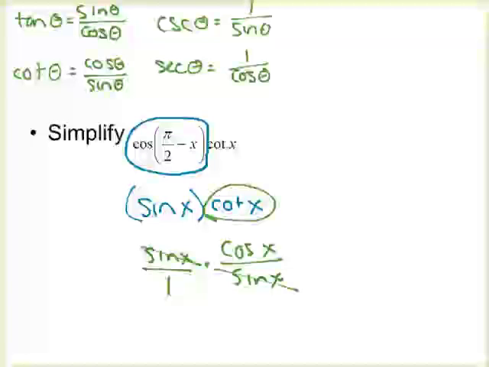Sine on the top, sine on the bottom, they cancel each other out, leaving us with just cosine of x. And if you can get down to 1 term, you can be pretty confident you're done.